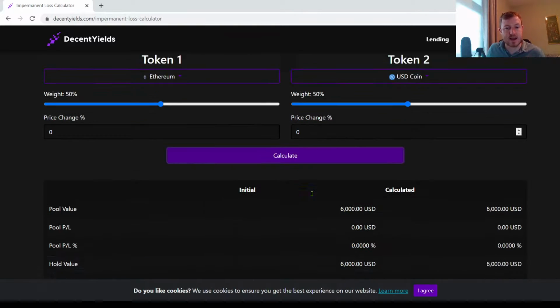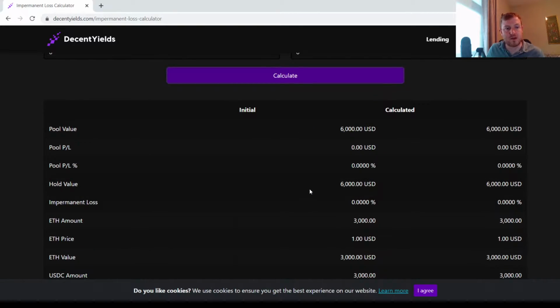When I click calculate here, as you can see when I come down the list here, it will give you the pool P&L, the pool P&L percentage and all this information. But what we really want to look at here is the impermanent loss. So the impermanent loss at the moment here is 0%. That is because the price of the assets that I have deposited into the liquidity pool haven't changed whatsoever since I deposited them. You only start to get an impermanent loss when the price of one asset changes compared to the other. So let's have a look and see here how things change if I change the prices.